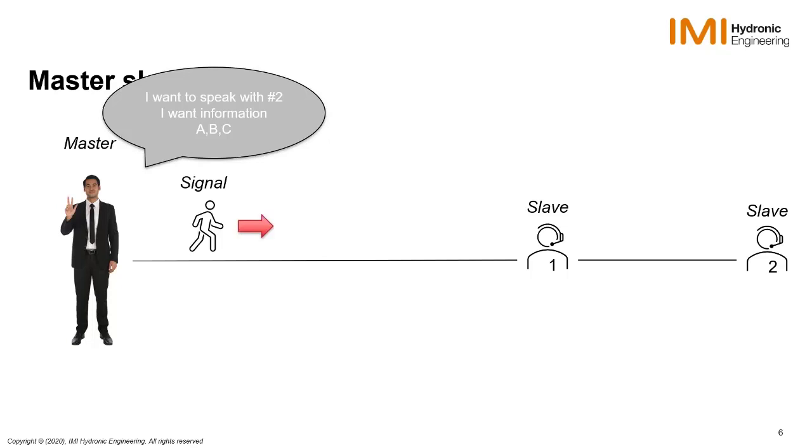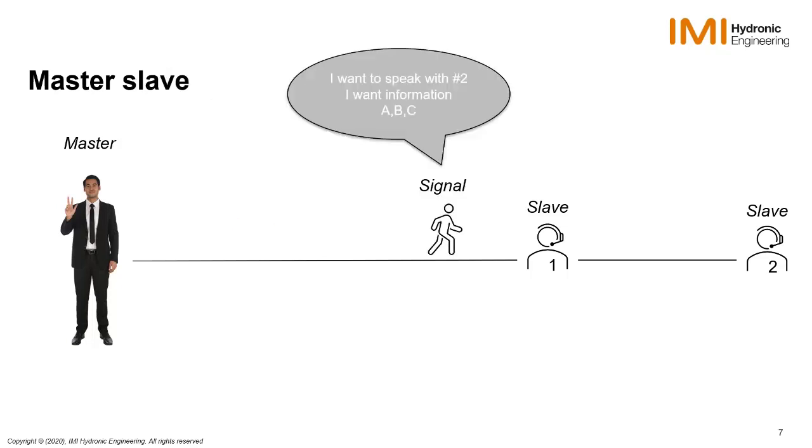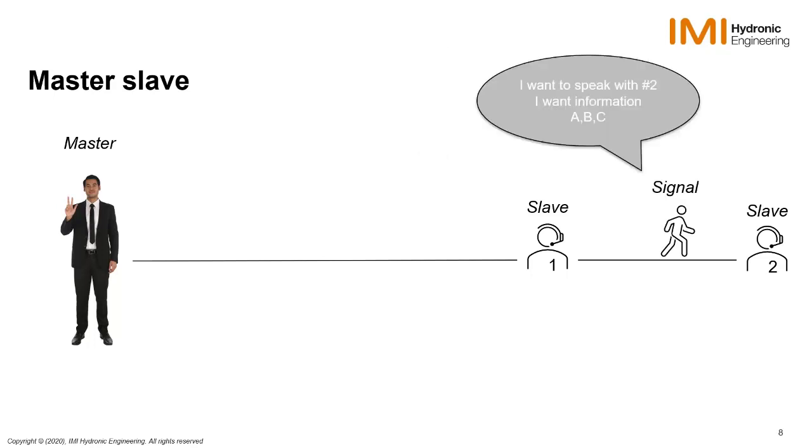A signal is sent through the network. The signal is traveling along some cable, and it comes to the first one, and it says, I want to speak with number 2. I want information A, B, and C from number 2. This is not number 2, so it will just say I'm number 1, and the signal will carry on. I want to speak with number 2, and I want information A, B, and C.